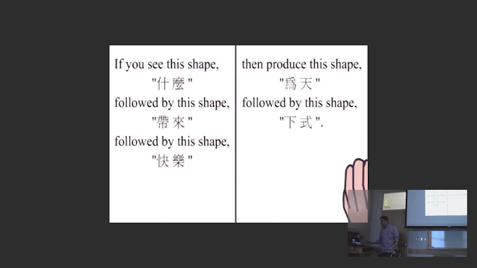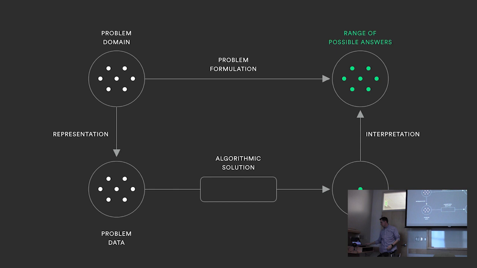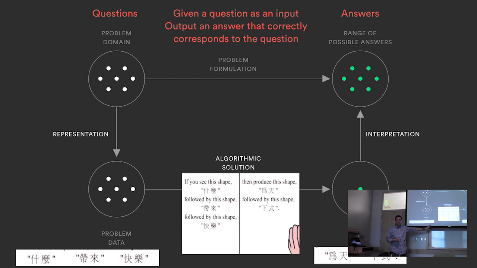So in the example of the Chinese room, you could say, oh, if you see this shape, then produce this shape, and the person that's shuffling these symbols doesn't know what those mean. You could think of them as doing this. They have some sort of question, and that question is written in Chinese. I don't actually know if that's a question or not, but that Chinese then goes through some algorithmic solution that has the output, right, of the right symbols. Those symbols are then given as some result, and those can be interpreted by the person standing outside of the Chinese room as having meaning. But at this level, there's no actual meaning going on.